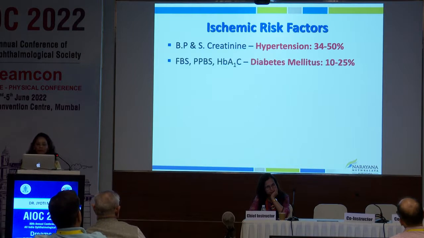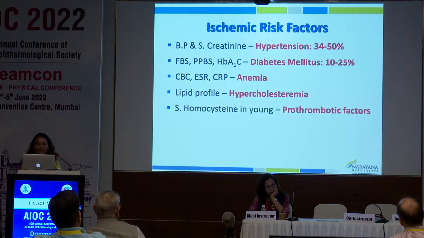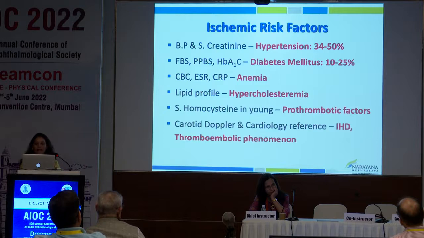You have to do a diabetic workup, CBC, ESR, CRP for anemia, lipid profile for hypercholesterolemia, serum homocysteine in young patients, and look at other prothrombotic factors. Carotid Doppler is a must for IHD and thromboembolic phenomena.